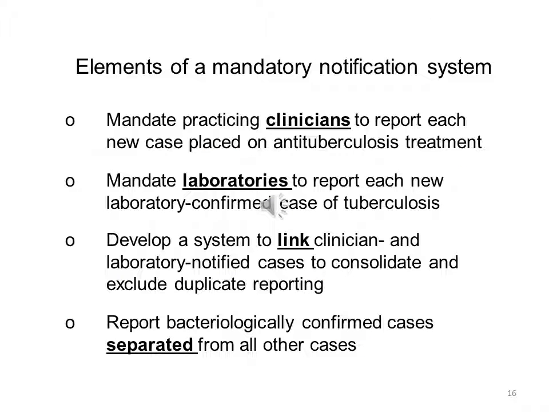In order to ensure public health, there must be a mandatory notification system for tuberculosis. Some elements are as follows. All clinicians must report every case of tuberculosis, even if not quite sure about the diagnosis. Laboratories must report each confirmed case of tuberculosis. There needs to be a system to link the laboratory with the clinicians. Bacteriologically confirmed cases must be reported separately from the others.